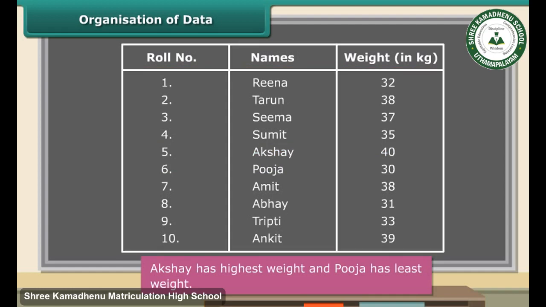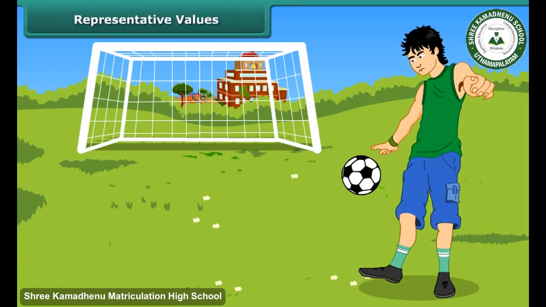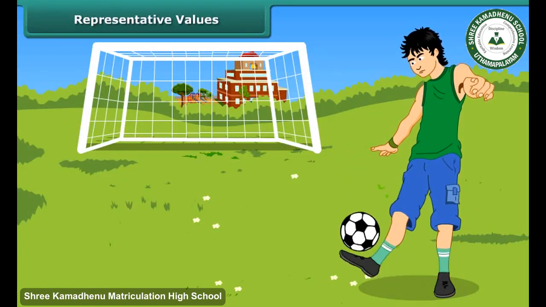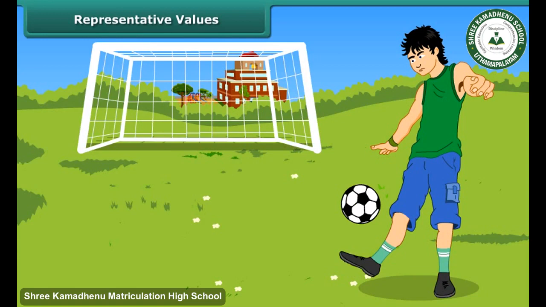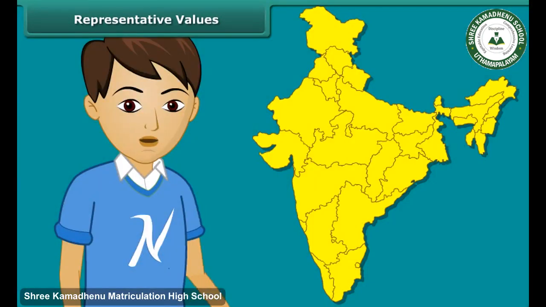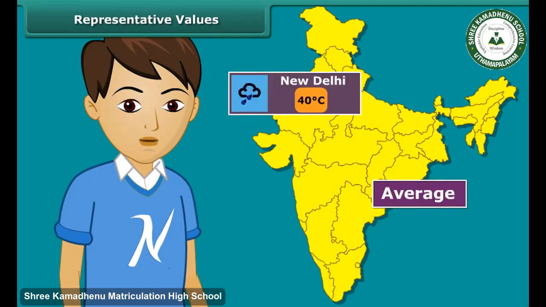We can put many kinds of data in tabular form. Rahul spends on an average of about 2 hours daily for his outdoor games. The average temperature of New Delhi at this time of the year is about 40 degrees Celsius. Have you noticed the word average?